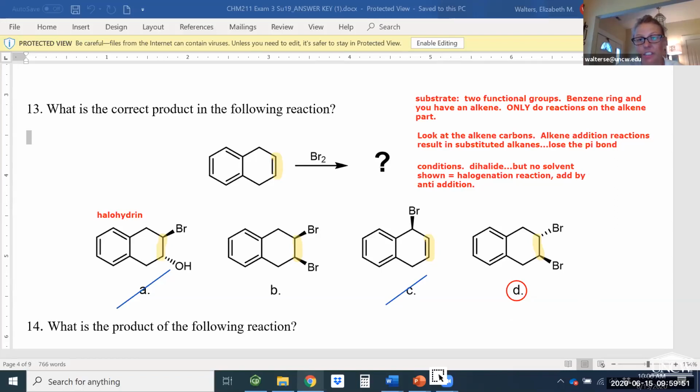Rebecca, does that answer your question about how to approach these? Yes, okay. So remember, the anti-addition is because you go through a 3-atom cyclic intermediate. In this case, it would be called the bromonium ion. The bromine atom connected to the 2 carbons is going to take up the entire face of the ring, either the top face or the bottom face. And so the attack has to come from the second bromide anti to the first.